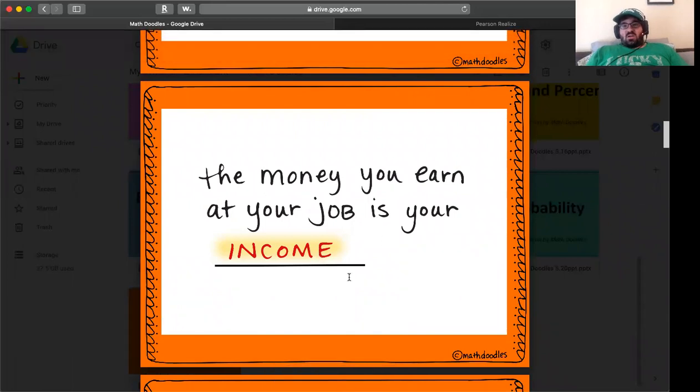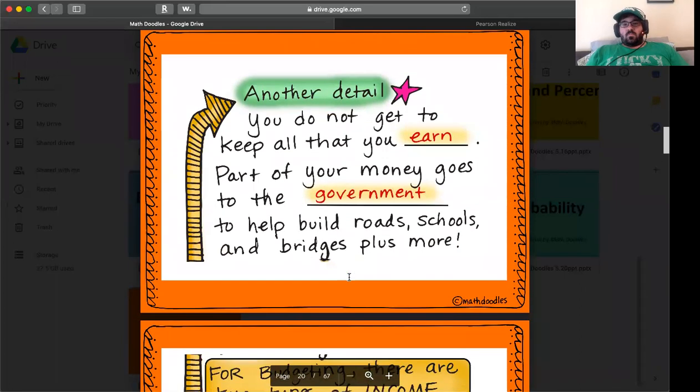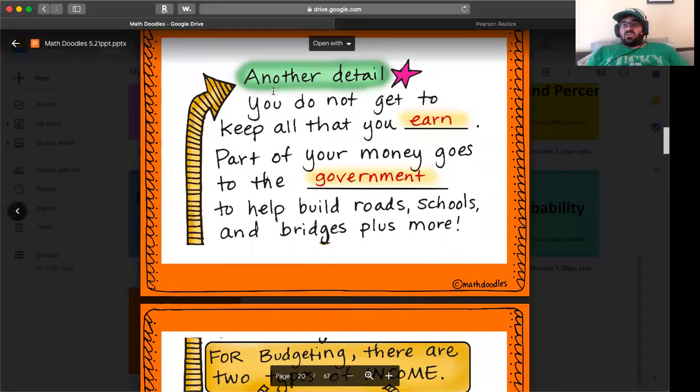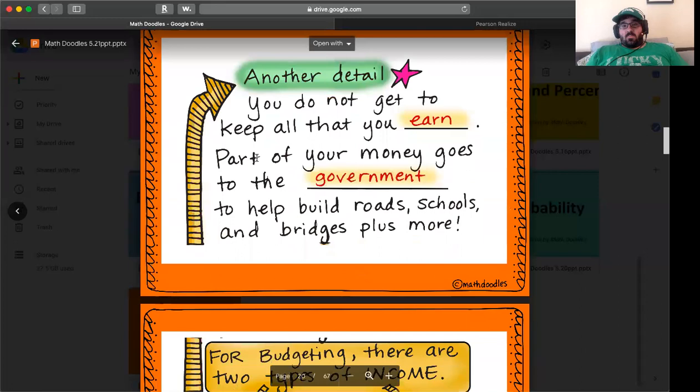So now we're going to talk about two different kinds of income. Well, let's just look at this detail. You do not get to keep all that you earn. Part of your money goes to the government to help build roads, schools, and bridges, plus much more.